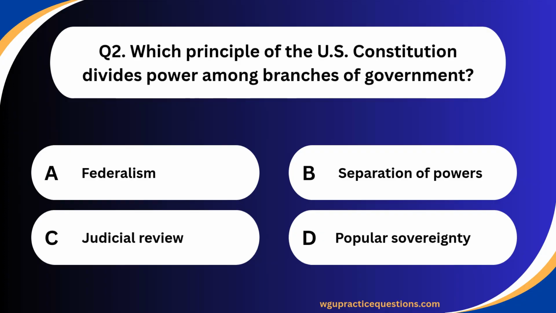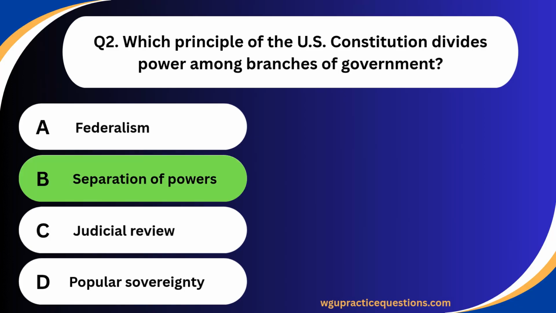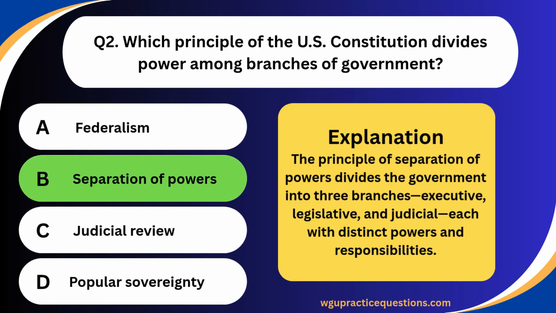Question 2. Which principle of the U.S. Constitution divides power among branches of government? A. Federalism. B. Separation of powers. C. Judicial review. D. Popular sovereignty. Which one is the correct answer? The correct answer is B. Separation of powers. Explanation. The principle of separation of powers divides the government into three branches: executive, legislative, and judicial, each with distinct powers and responsibilities.